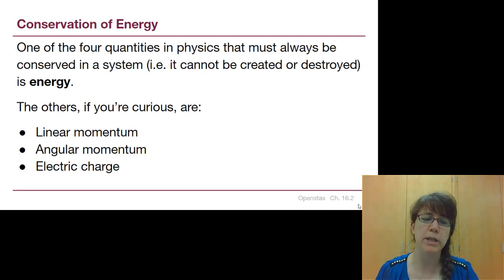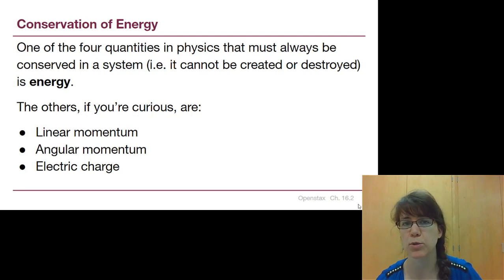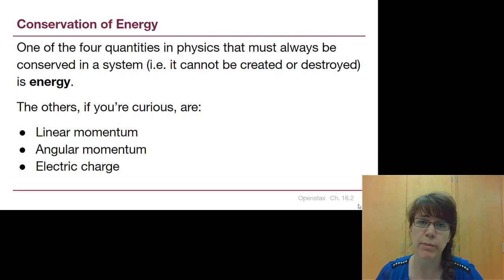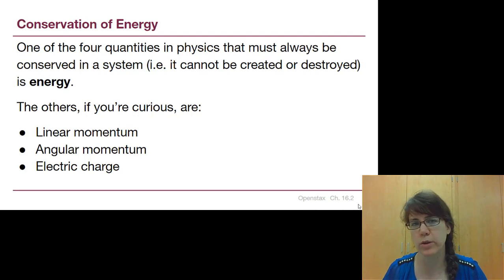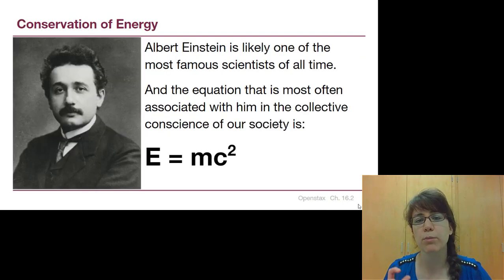The others are linear momentum, which in collisions is how we can figure out how fast stuff is going to move after it hits something. Angular momentum, which has a lot to do with orbits and how orbits work and how they're able to change. And electric charge, which is going to come up in a couple of slides, but not in a way that we have to worry about. Mostly this list is just for those who are curious. There's only so many things in physics that have this really fundamental property that they can't be created out of nothing or destroyed completely.